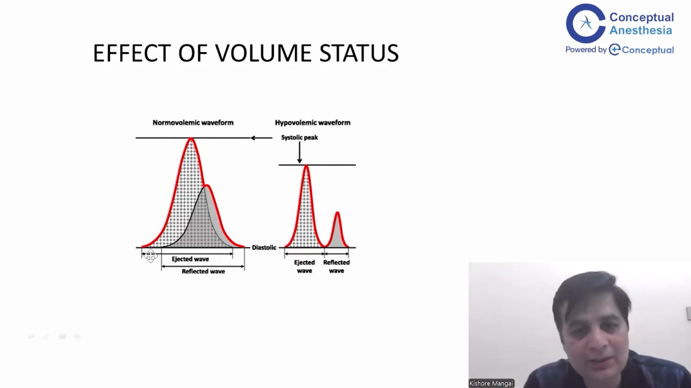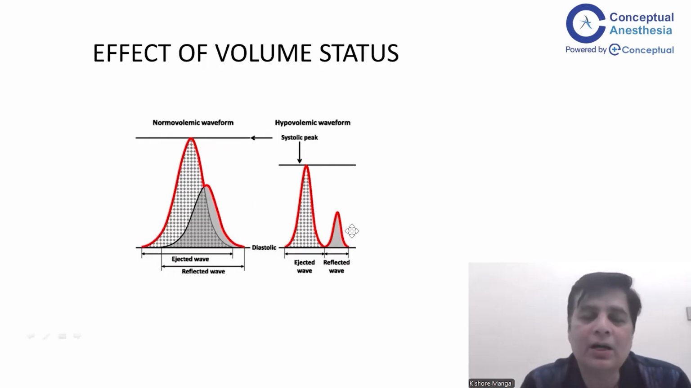So you will see that this is a normal volumic waveform, and in a hypovolemic patient, like a patient who has had trauma, hemorrhagic shock, you will see a double waveform like this. So why is this a double waveform? Where is the dicrotic notch, has it gone? And the arterial line will show a heart rate double the normal ECG heart rate. So this is happening because of the hypovolemia.